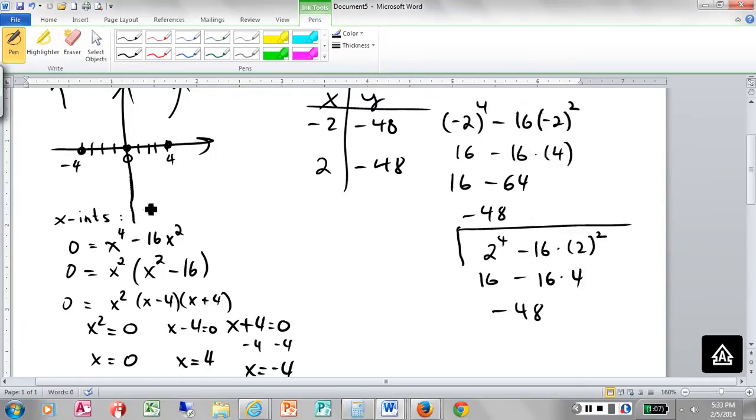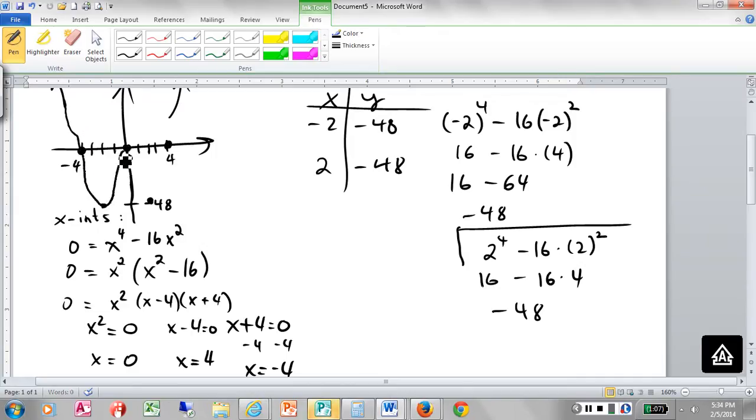And so if I put those points on my xy axes, let's just say that's negative 48. At negative 2, I'm at negative 48. At positive 2, I'm at negative 48 as well. And so if I connect the intercepts, the end behavior, and these points, here's what I see.